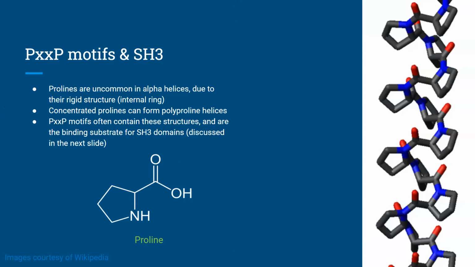PXXP motifs and SH3 domains. So we talked, I think, maybe in topic 1 about how the amino acid proline is pretty uncommon in alpha helices. And that's because we have this internal ring structure here. So that makes it rigid, and you don't usually find them in the middle of that twisted helix because it just throws off the geometry. So there are some cases where an area in your primary sequence of amino acids has a heavy concentration of proline, that can form a polyproline helix.